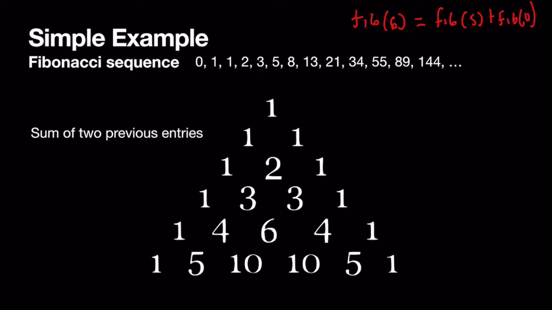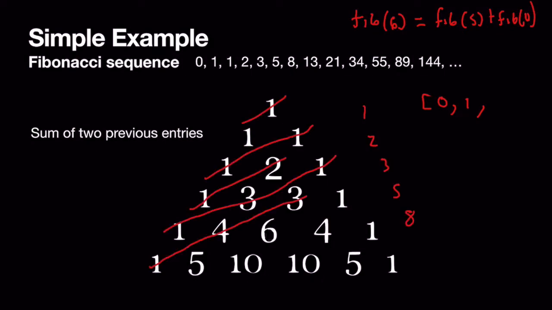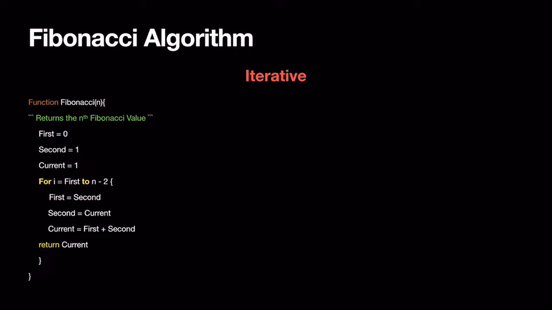We typically start with two seed values that are 0 and 1. And I just wanted to mention that you can also derive the Fibonacci sequence from Pascal's triangle. Now let's take a look at the iterative implementation. This is actually big O of n, right? Because we are simply traversing our array once.